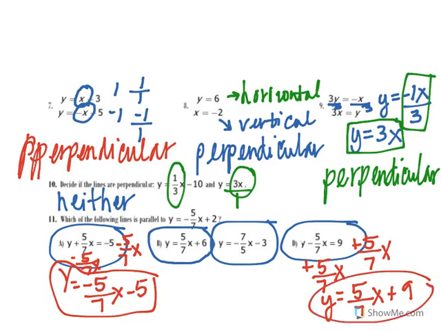And so now I'm looking at these answer choices to figure out which one is parallel. Something to be parallel to y equals negative 5/7 x would have the same slope. So we're looking for the same slope of negative 5/7. So the only answer choice that gives me a slope of negative 5/7 is A. So the answer is A.